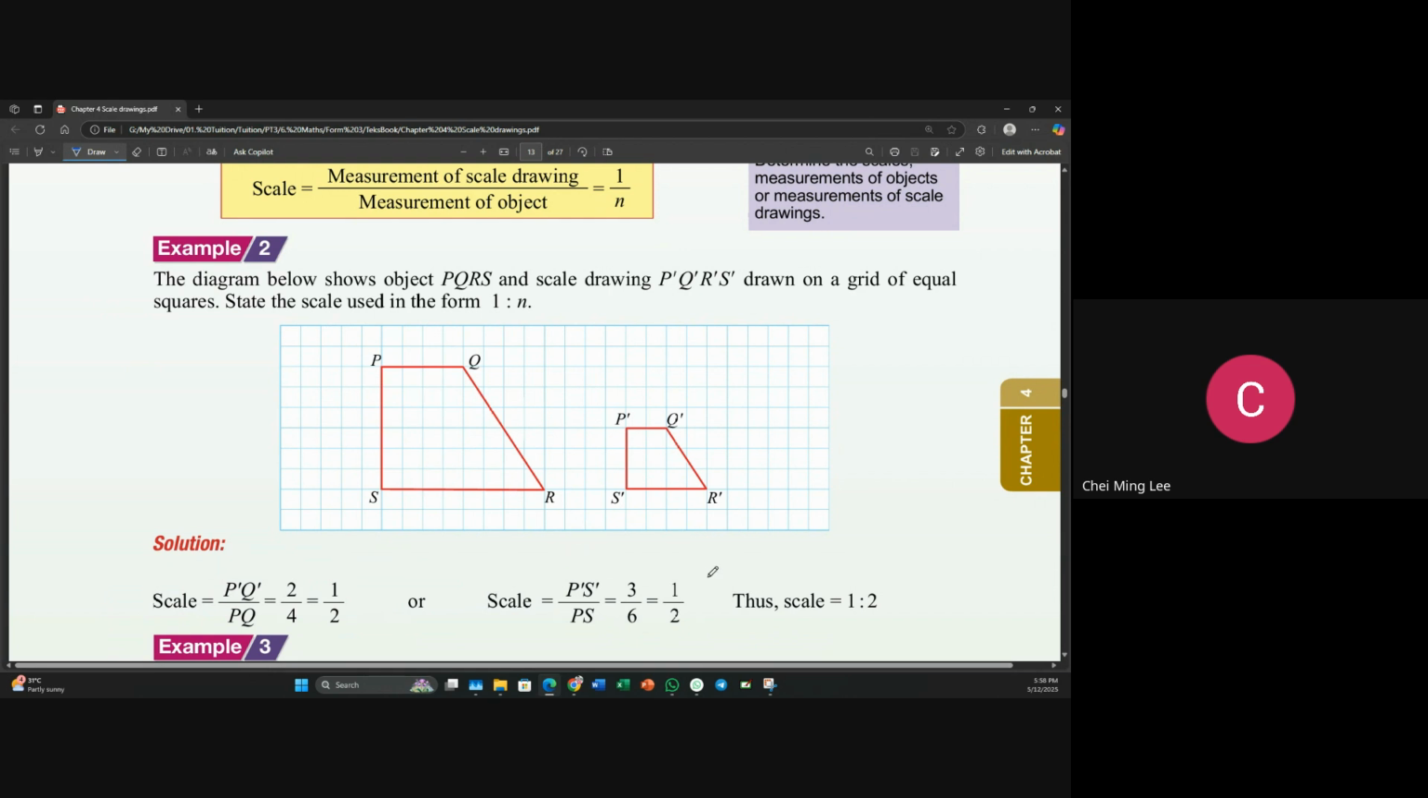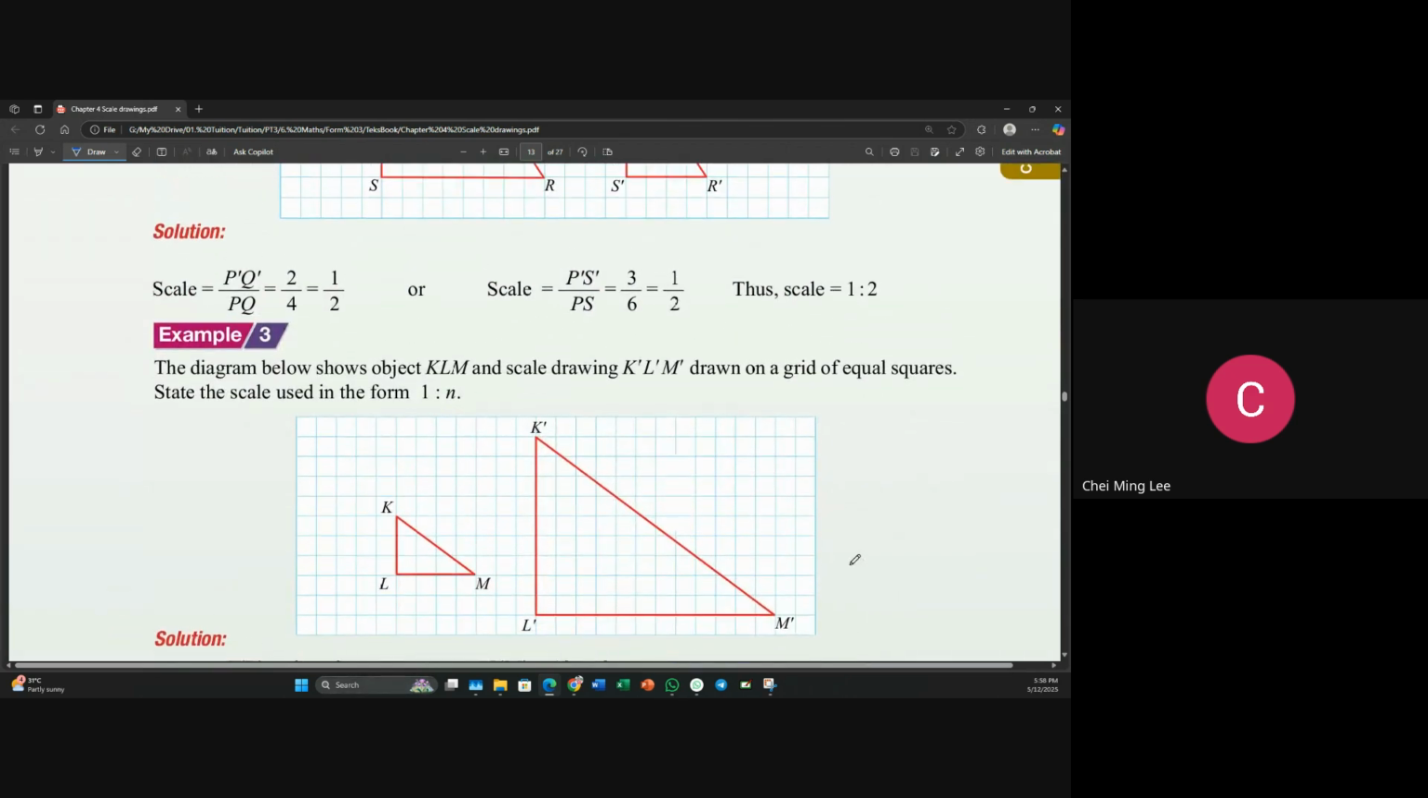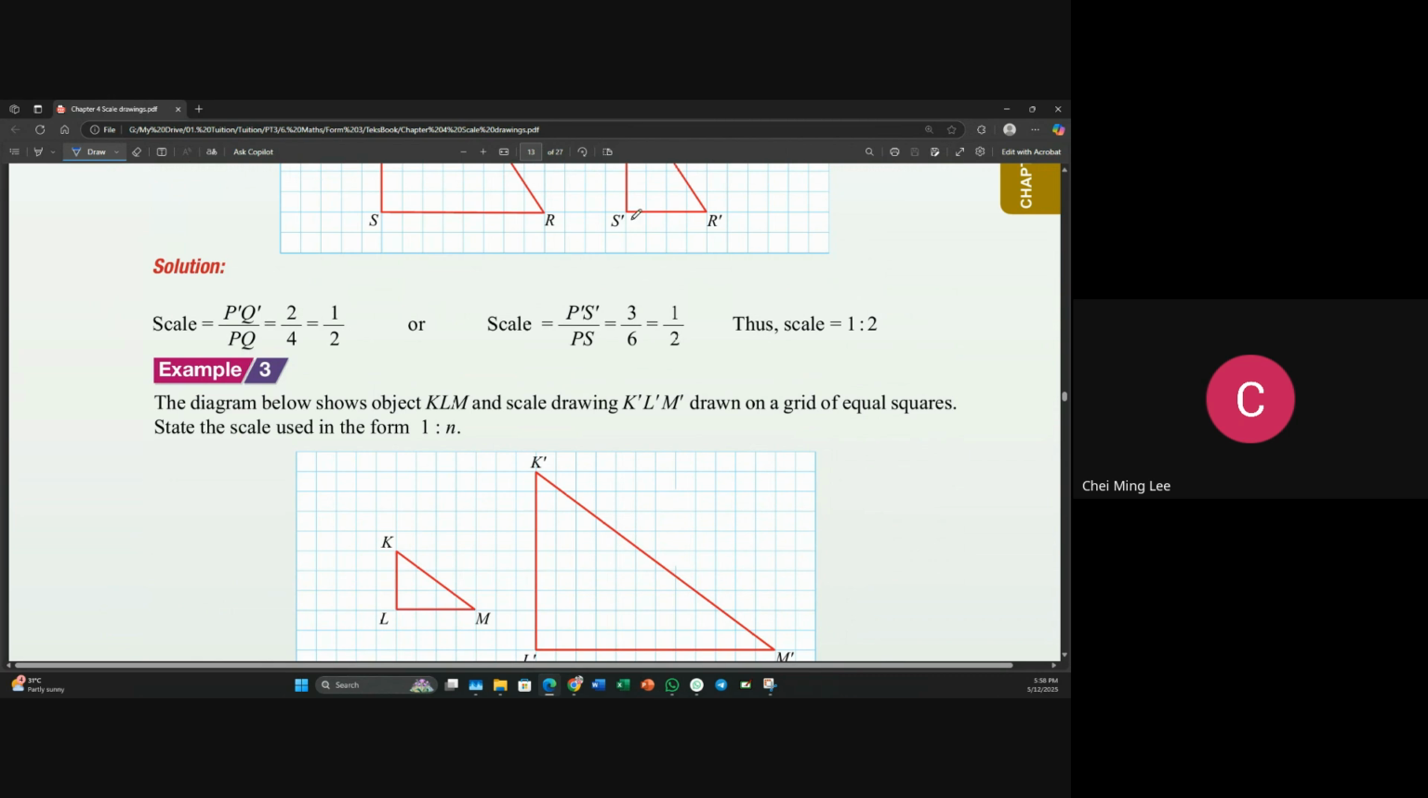Okay, so the scale is 1 from the top first. We go for the top first. In fraction, 1 versus 2. This is how we write the scale. And all right, so try this. Try this.